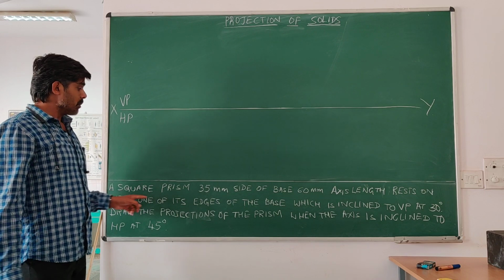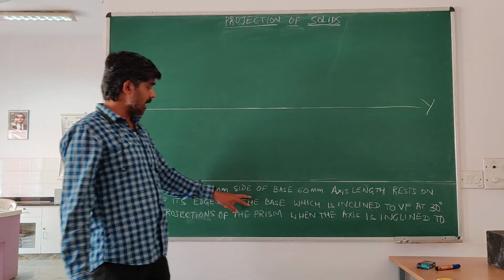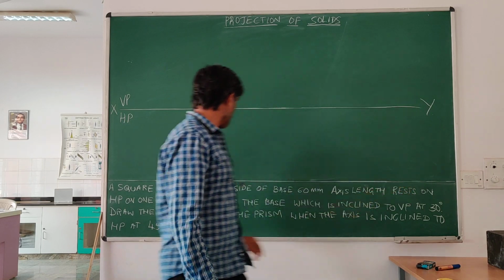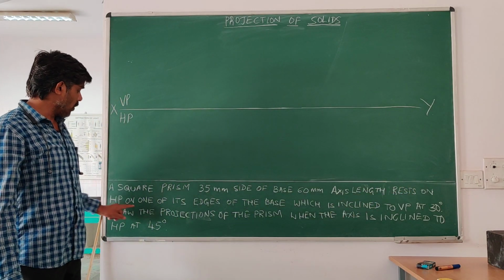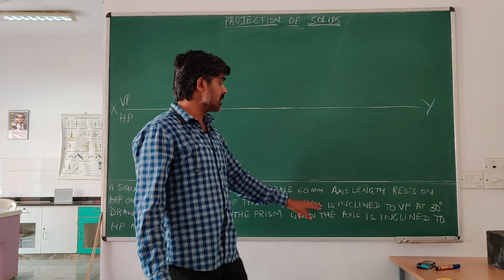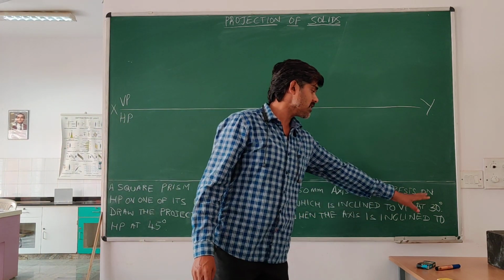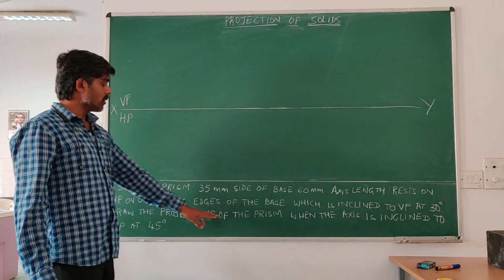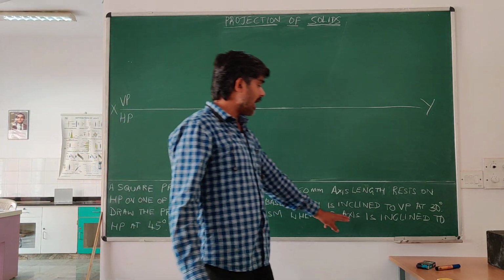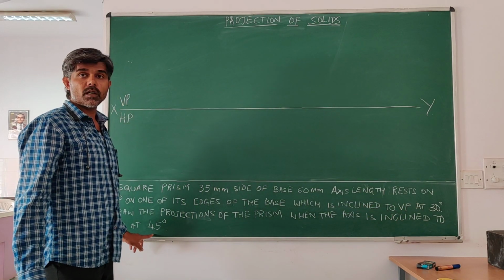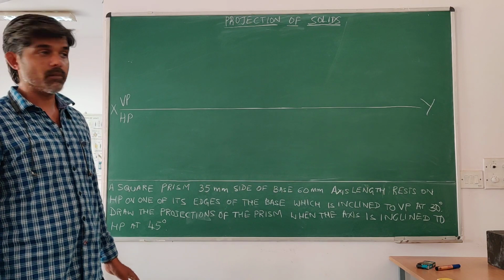A square prism 35 mm side of base, 60 mm axis length rests on hp on one of its edges of the base which is inclined to VP at 30 degree. Draw the projections of the prism when the axis is inclined to HP at 45 degree. This is the statement of the problem.